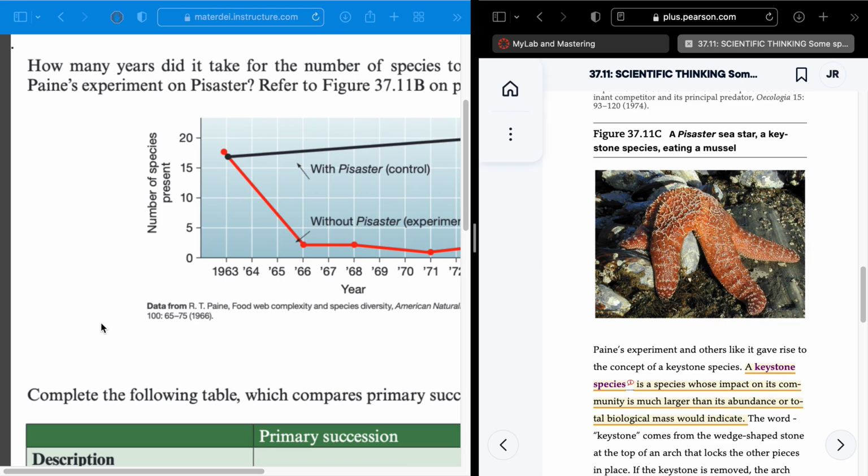How many years did it take for the number of species to drop after they removed the starfish? Here's the start. Every line is a year, 1 year, 2 years, 3 years. You went from 17 species down to 2. Pretty drastic.